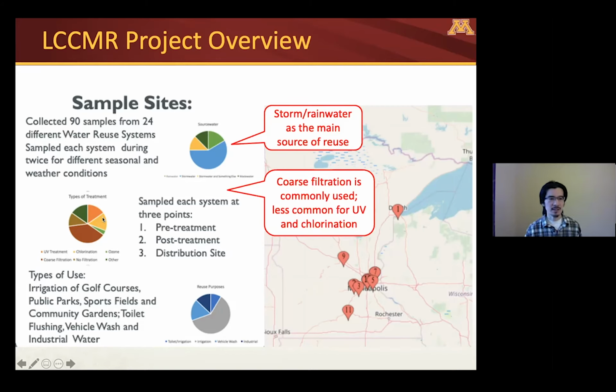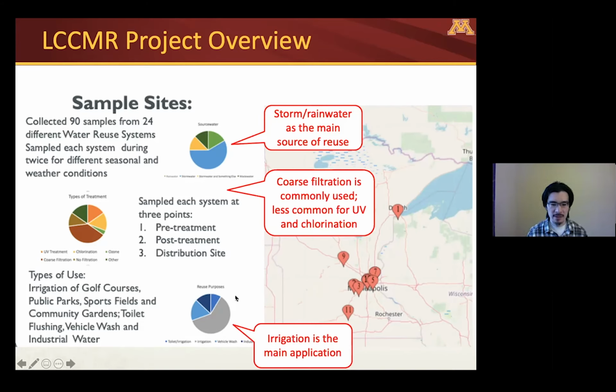But you can see there are different treatment technologies used to clean water. Also, we found that irrigation is the main application purpose of reuse, this gray pie. But the water is also used for toilet flushing or vehicle wash. So in this project, we collected water samples mainly from Minneapolis-St. Paul metro areas, but we also collected from Duluth and Mankato and St. Cloud areas.